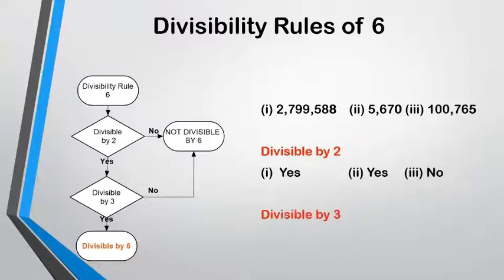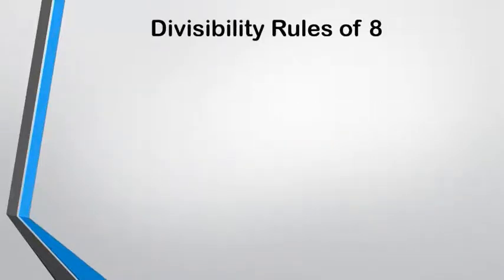Now we need to check if these numbers are divisible by 3. First number is divisible by 3. Second number is also divisible by 3. But the third number is not divisible by 3. Now we will learn the divisibility rule of 8.